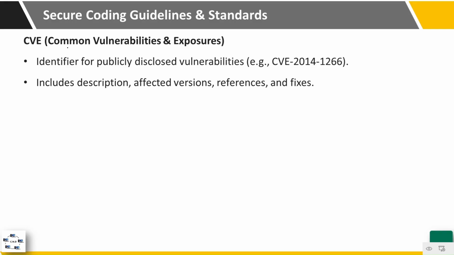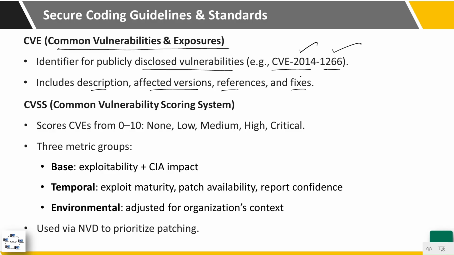Next is the CVE, that is Common Vulnerabilities and Exposures. CVE is an identifier for publicly disclosed vulnerabilities, for example CVE-2014-1266. The year shows the year during which this vulnerability was discovered, and the number is specific to a unique vulnerability. The CVE also includes its description, the affected versions of the applications or operating systems, the references, and the fixes of the vulnerability.